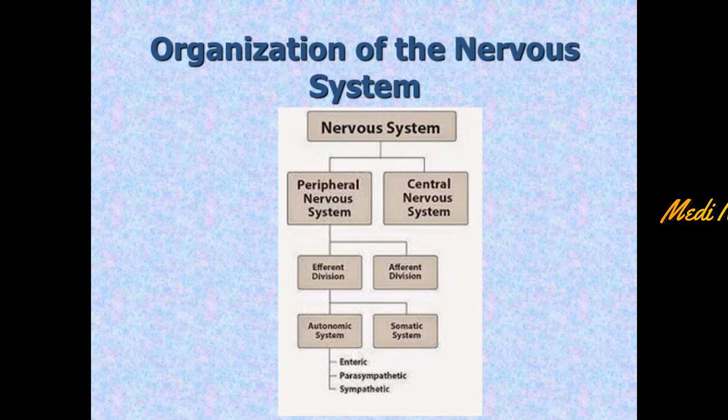First, the nervous system is broadly divided into two main systems, that is, the peripheral nervous system and the central nervous system. The central nervous system consists of the brain and the spinal cord. The peripheral nervous system contains the nerves which arise from the central nervous system. The peripheral nervous system again divides into two divisions called the efferent division and the afferent division. The efferent division again divides into two main systems called the autonomic system and the somatic system. The autonomic system is composed of the enteric system, parasympathetic system, and sympathetic system. So we will learn them in detail one by one.